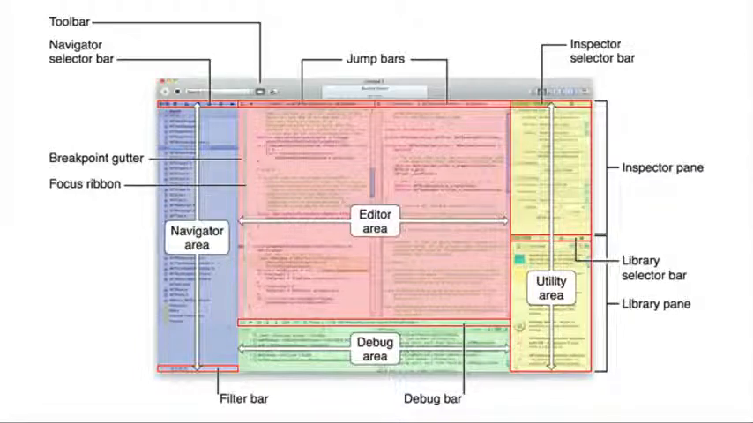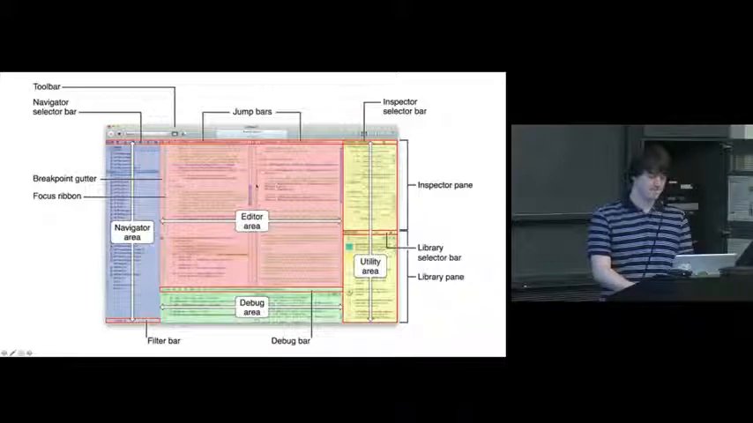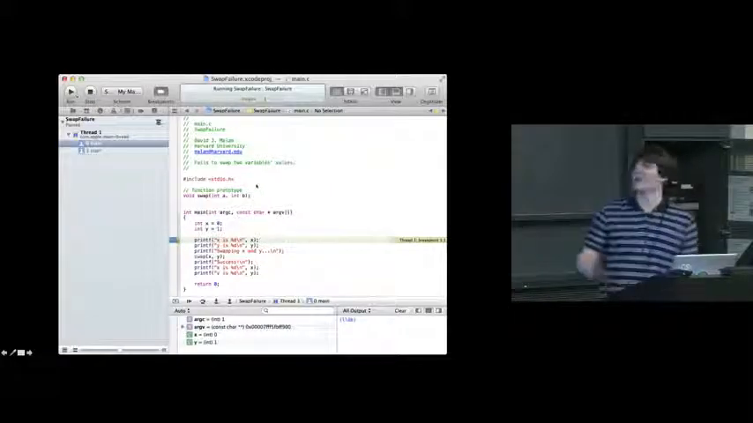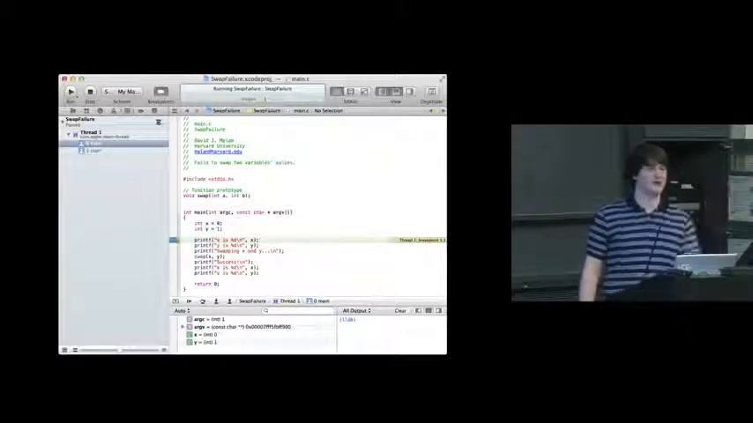The only things we're going to be using today look like three of them. We're not going to be using the utility area. The debug area is what we're going to use to see where our NSLog output is printed. The editor area is where we're going to see our code. And in the navigator area, we're just going to see our files. It also contains debugging support and other things, but we're not going to go into that.